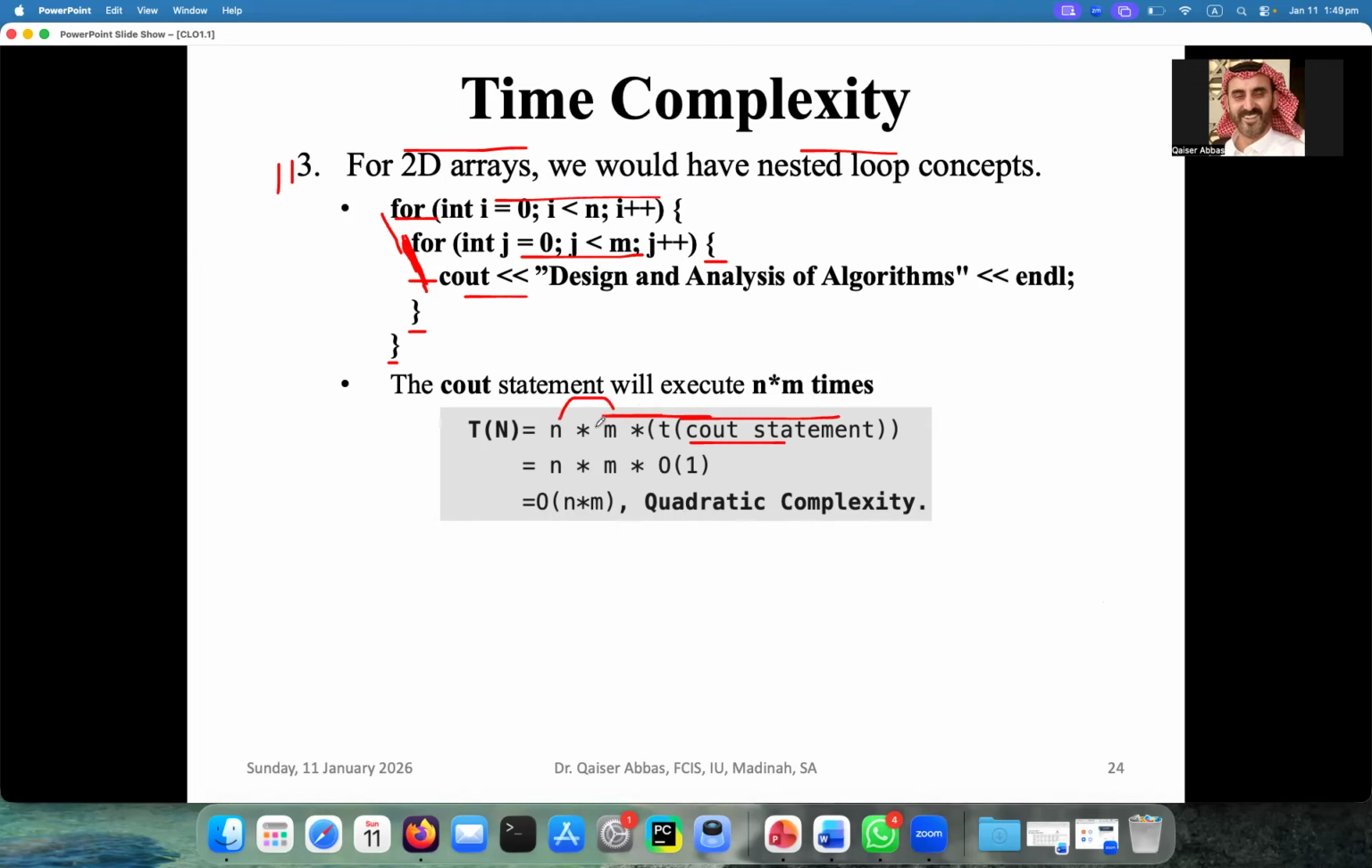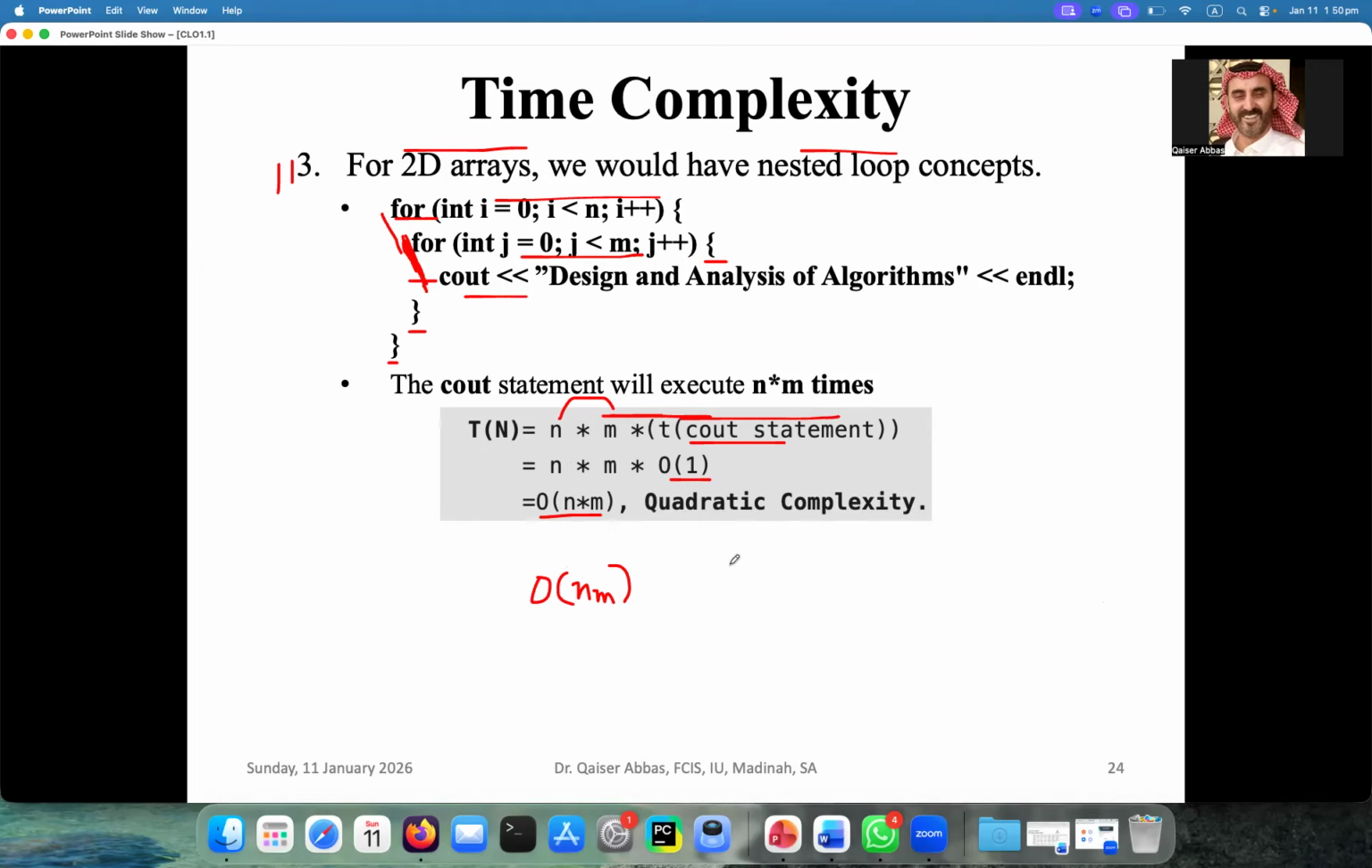So now this is the formula: n multiplied by m multiplied by T of the cout statement. And for the cout statement, you have order of 1. So you have to multiply with m, you have to multiply with n. So n, m multiplied with 1. Finally, you can write order of nm, or you can write n multiplied by m, whatever you want.